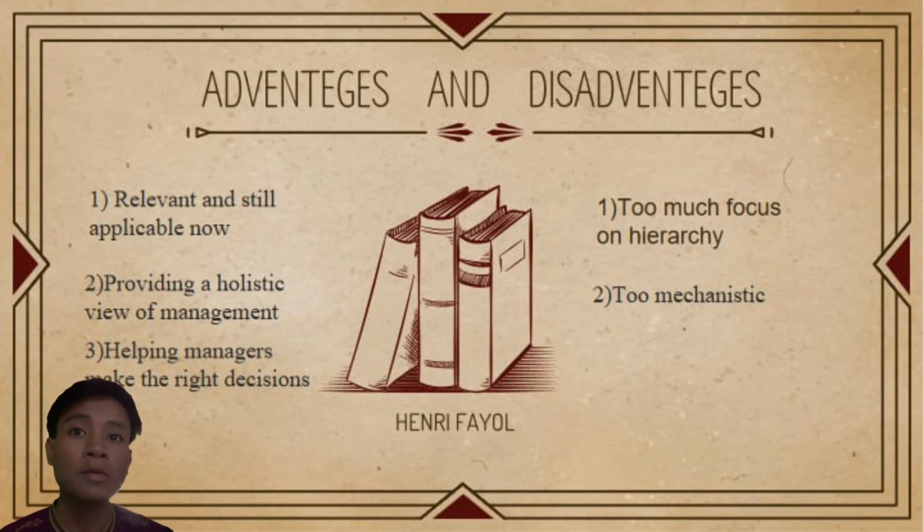And now the disadvantages. First, too much focus on hierarchy. Fayol is very focused on organization structure and hierarchy, so he pays less attention to the relationship between individuals and work teams. Second, too mechanistic. This approach is too mechanistic and tends to treat employees like machines or objects, not as individuals who have needs and desires.